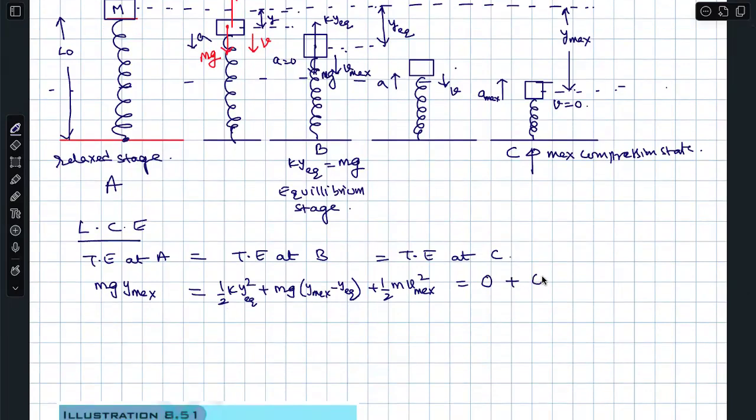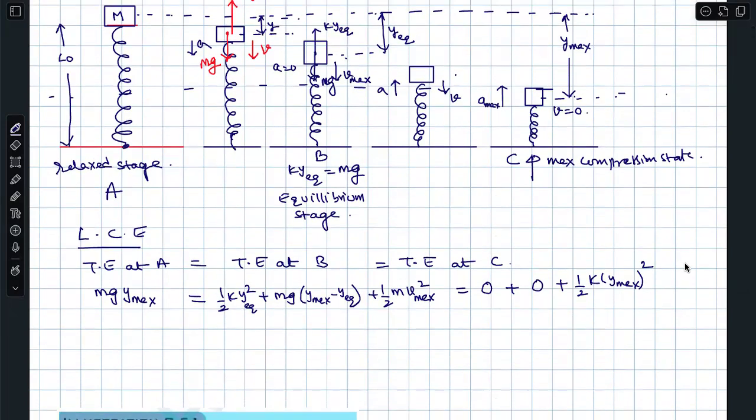What is the total energy at C? Gravitational potential energy 0, kinetic energy 0. Any energy you have is only the elastic one, half k y maximum square. Please tell me, have you understood this particular equation? So there is only one term here. No KE, no gravitational potential energy. At B you have all the three forms of energy, here you have only one form of energy: elastic potential energy exists.